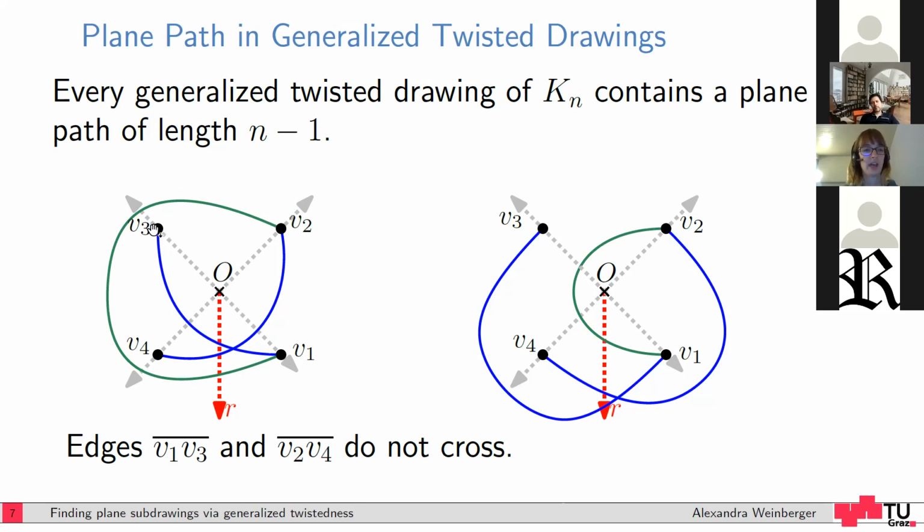Now we still need to add the edge from V3 to V4, and we'll find that we can't, in fact, because again, it's a simple drawing, so we cannot cross the blue edges here as they're adjacent. We can cross the green edge V1V2, but only one time, not twice. We have to cross the ray R because it's generalized twisted, and we can't cross any of the rays twice because we are C-monotone. And with these restrictions, there is no way that we could draw this edge. Meaning that in any generalized twisted drawing, these edges V1V3 and V2V4 cannot cross.